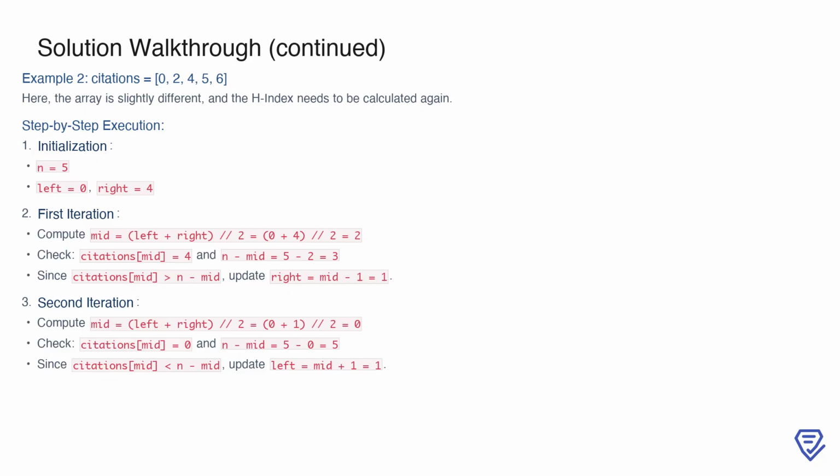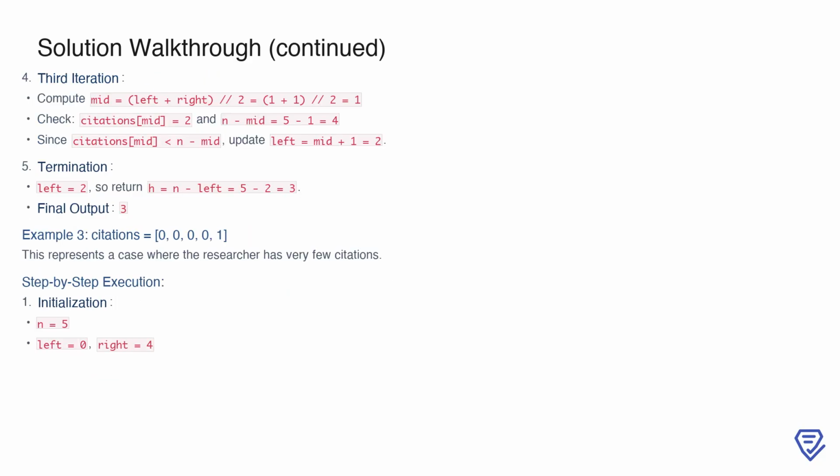makes right equal to 1. In the second iteration, we calculate mid as (0 + 1) // 2 = 0. At this index, citations[mid] is 0, and n - mid is 5. Since citations[mid] is less than n - mid, we move left to mid + 1, making left equal to 1.